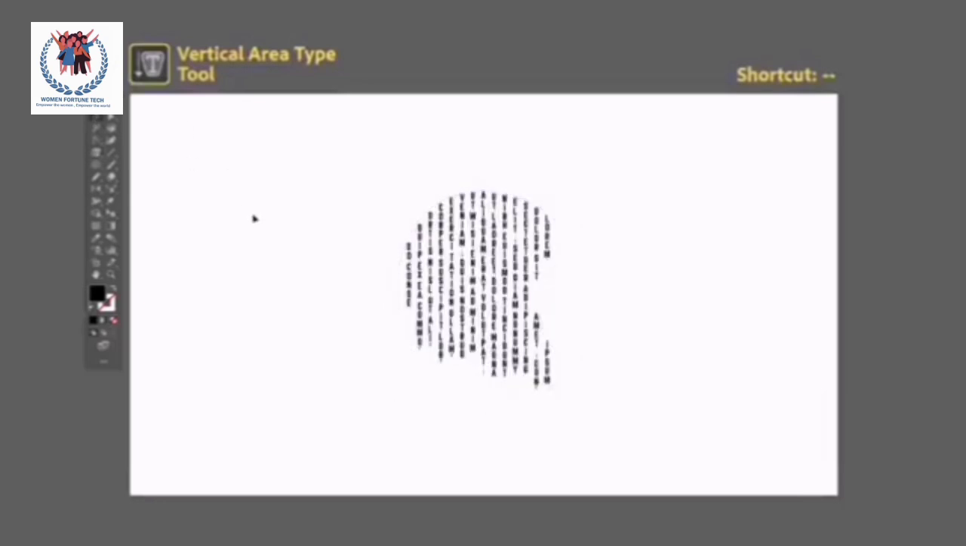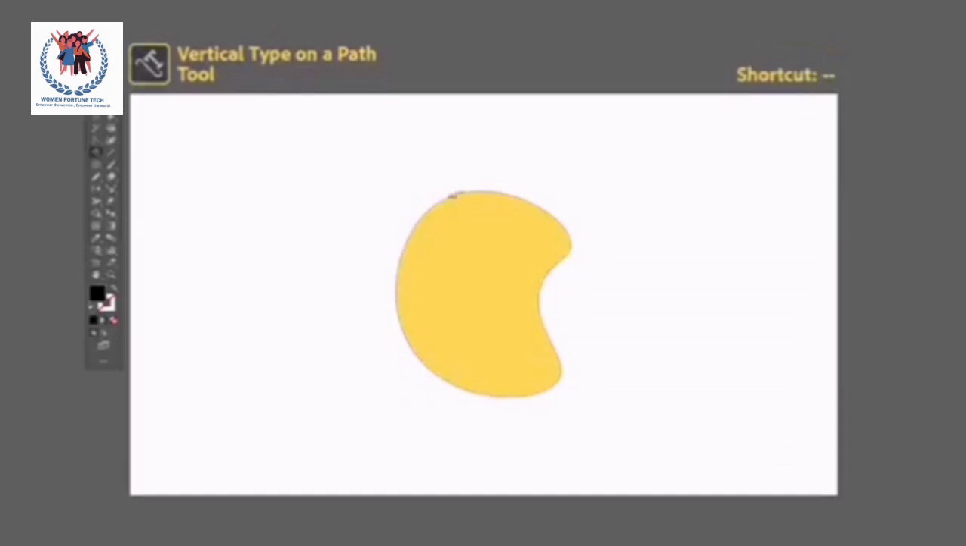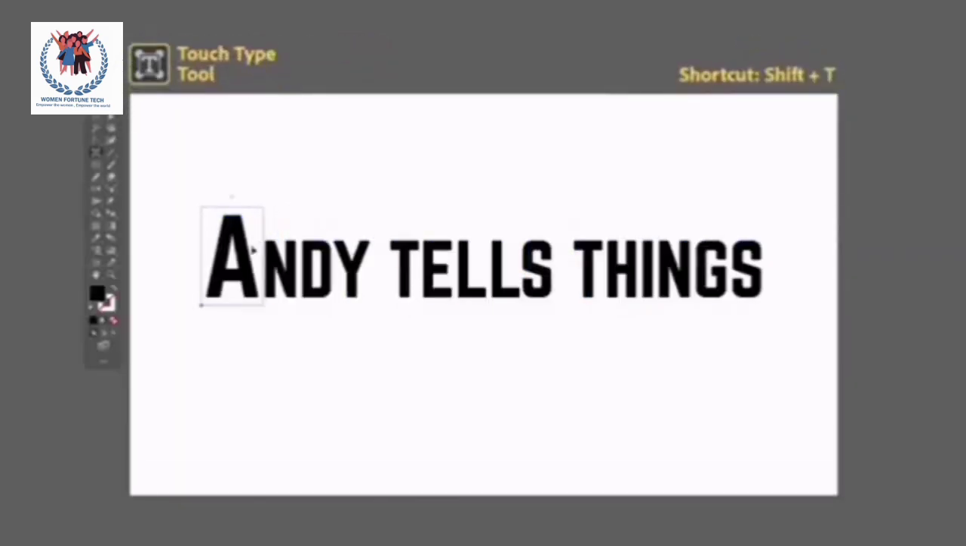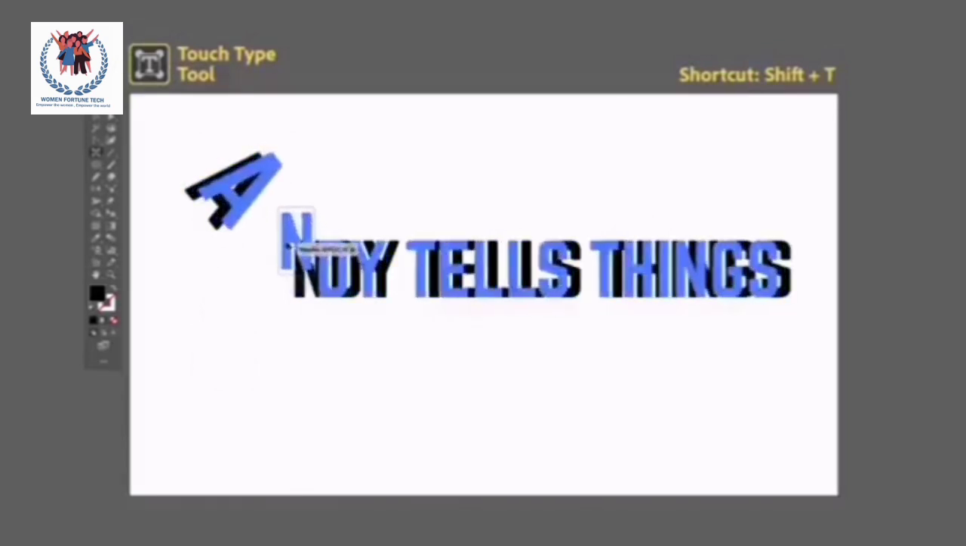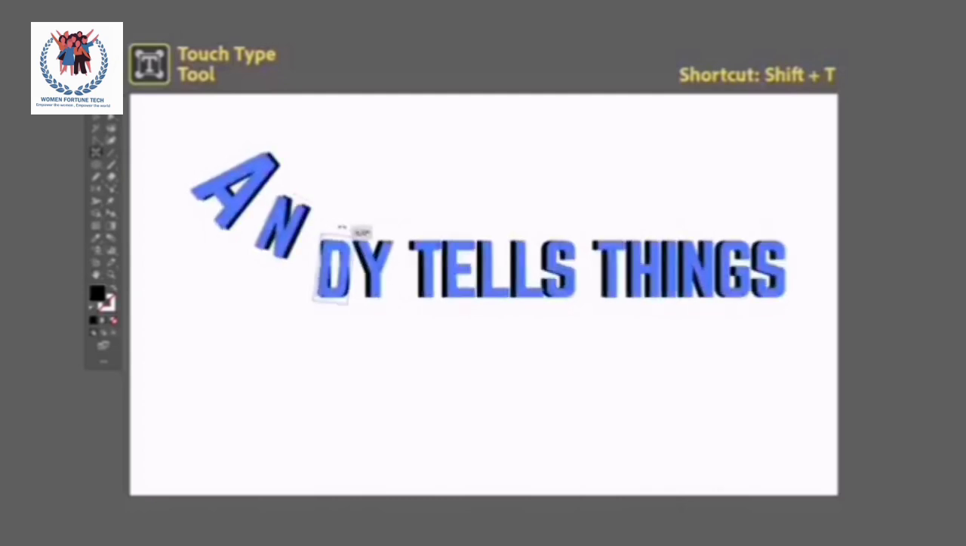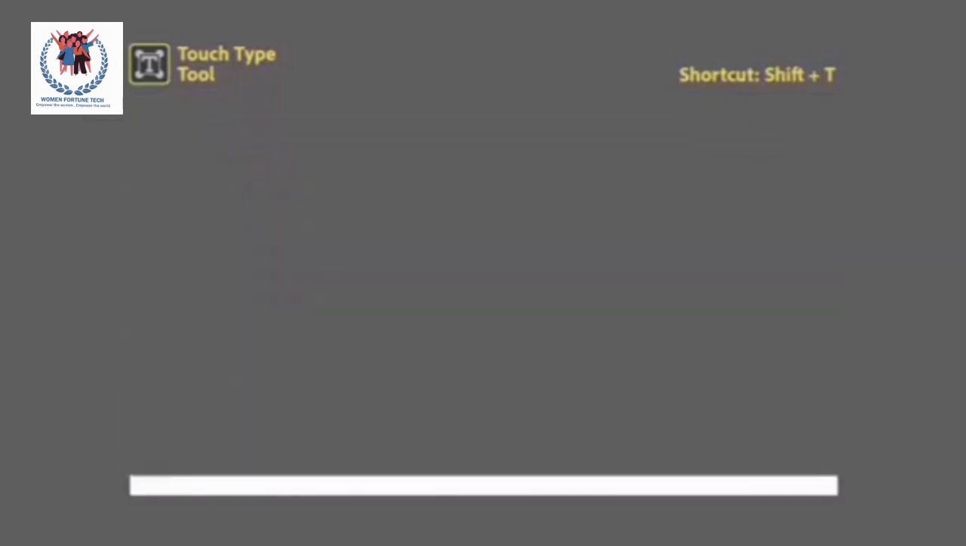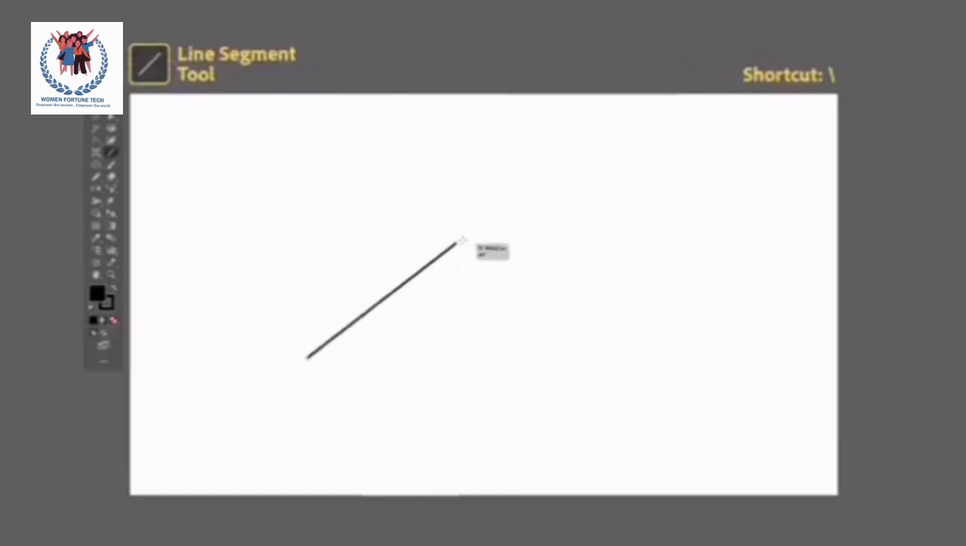The vertical area type tool is click on the path to create vertical text inside it. The vertical type on path tool is like the type on path tool to create vertical text that follows a path. The touch type tool shortcut is Shift+T, which works similar to the selection tool but for individual characters in the text. Click on a character to bring up the bounding box, and then you can scale, move and rotate.